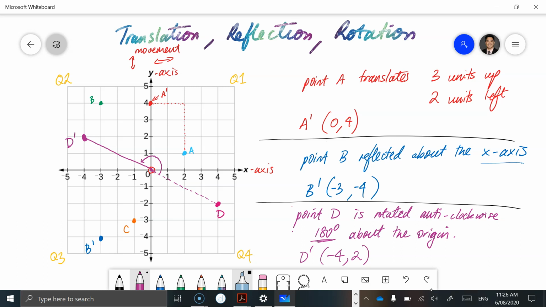Hopefully that helps you guys with translation, reflection, rotation. Out of those three, I would say that rotation is the trickier one, but it does take some time, so be patient. Don't get stressed or frustrated. Practice makes perfect, and if you need help, feel free to let me know.